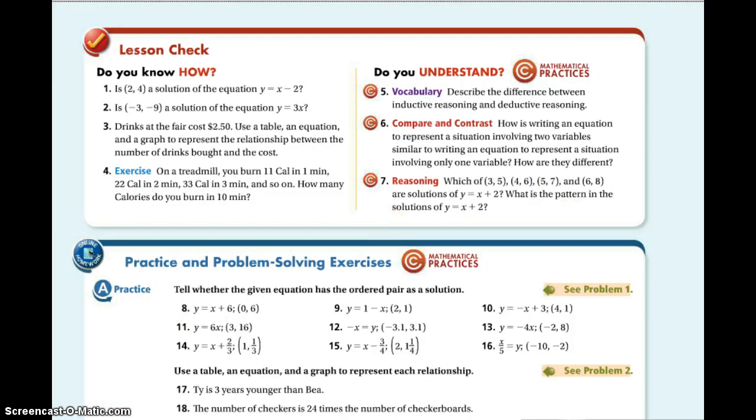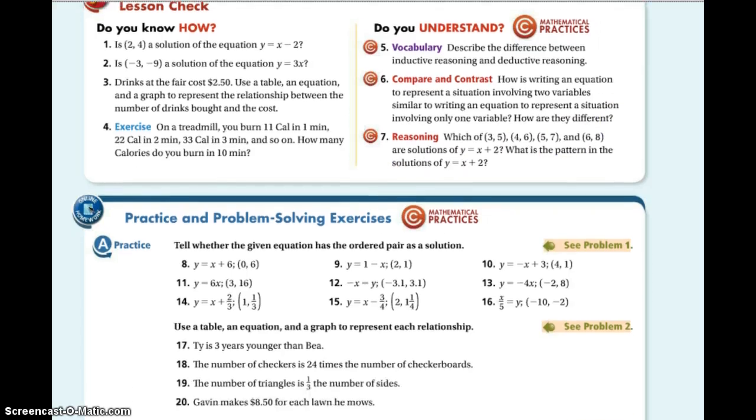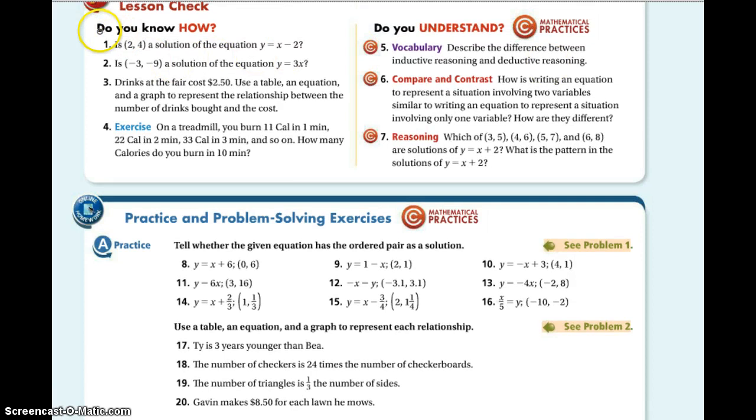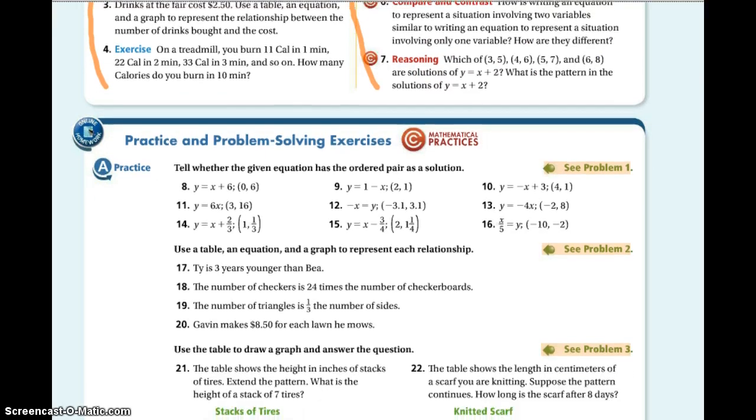All right, so now the homework for this section. What we're going to do now is practice some of the understanding of this. So these, do you know and do you understand, are always good to review. But we're going to go ahead and test coordinates. Remember, to test the coordinates, you have to plug them in to see whether it's true or false. So we'll do number 14. Let's do 13 and 14. And then we're going to create a table, equation, and graph. So let's go ahead and do number 20.